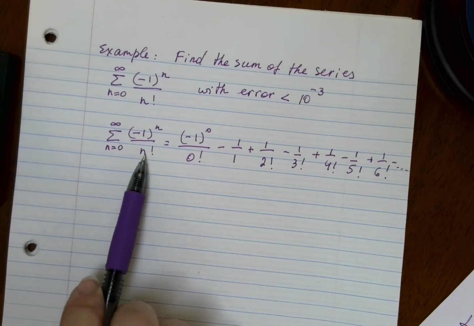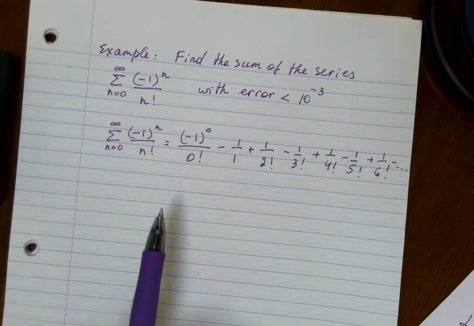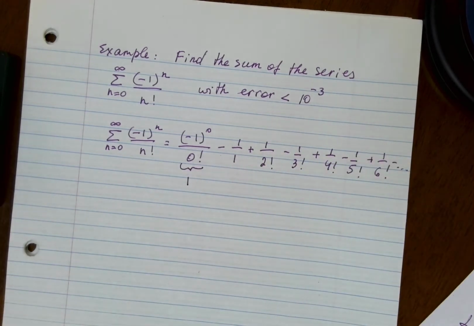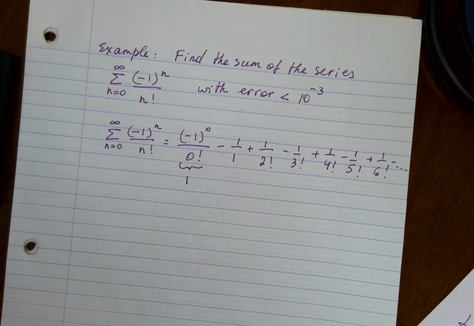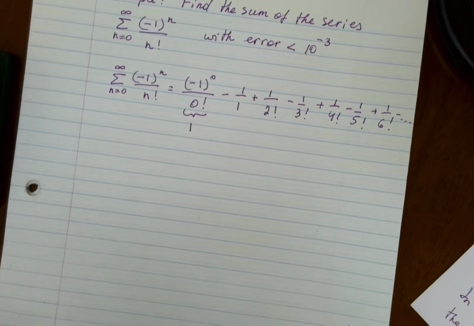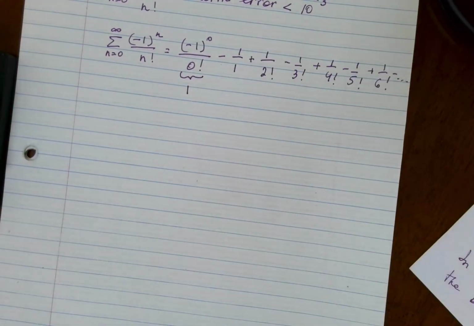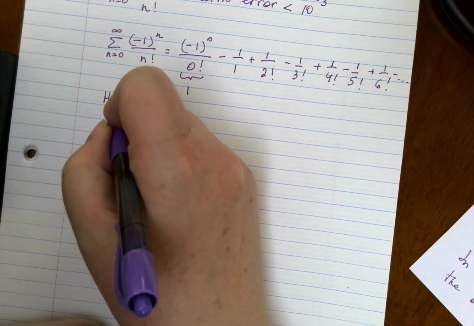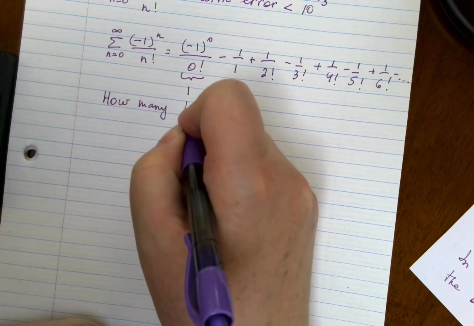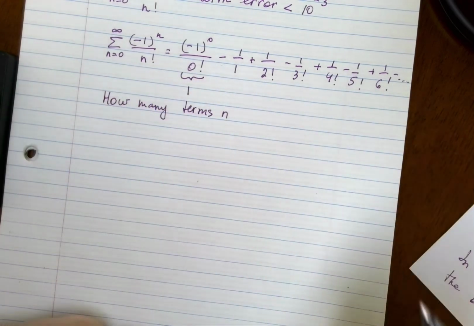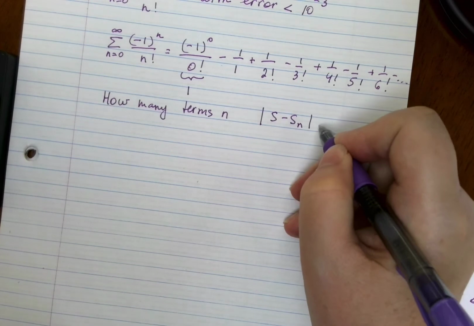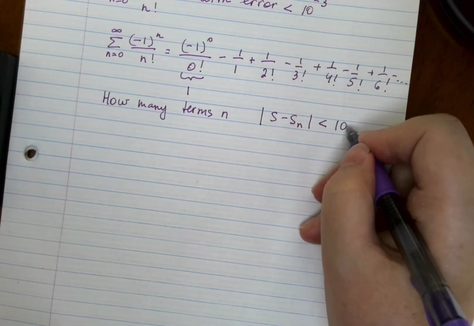So let's write out what they gave us first. 0 factorial by definition is equal to 1, and this is one of the strange mathematical definitions that you have to know. And what do we need to find? We need to find how many terms n we have to add up so that S minus S sub n is less than 10 to the minus third.